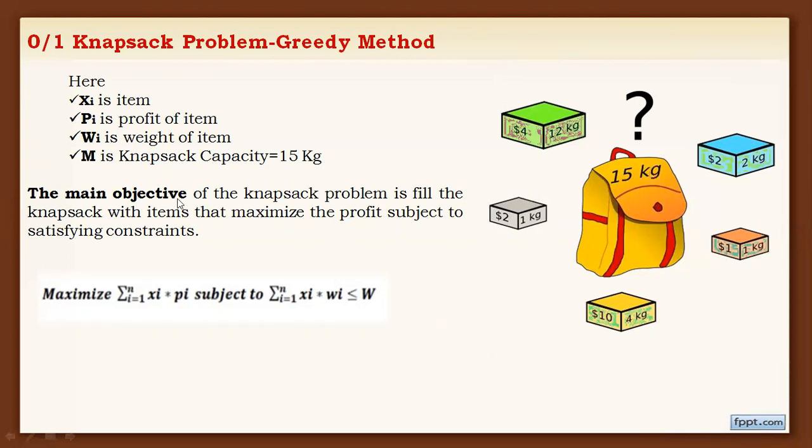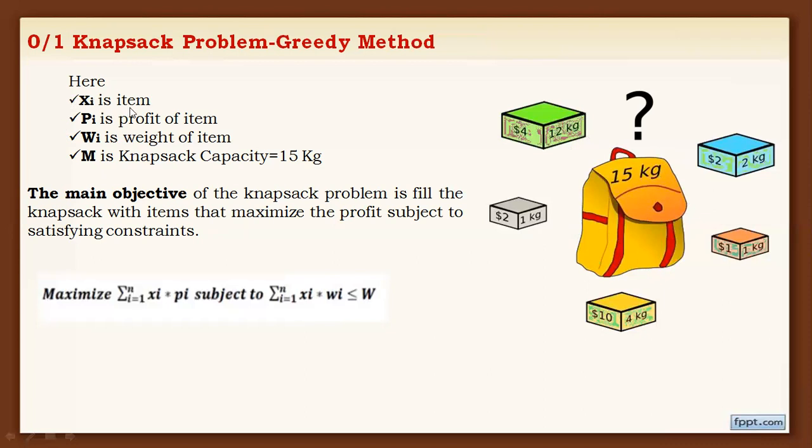So the main objective of the problem is to fill the knapsack with items that maximize the profit subject to satisfying the condition. Here there is a formula: maximize sigma XiPi. So maximize the profit, subject to the total weight of the items selected always being less than or equal to M. M stands for the capacity of the knapsack. That means the total weight is always less than or equal to the capacity of the knapsack.